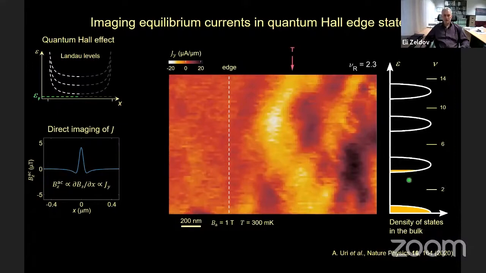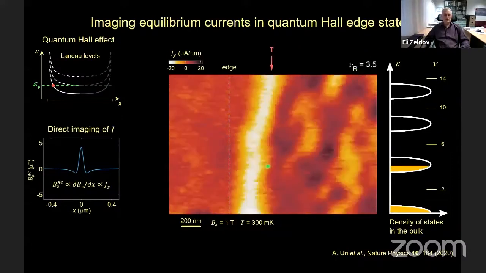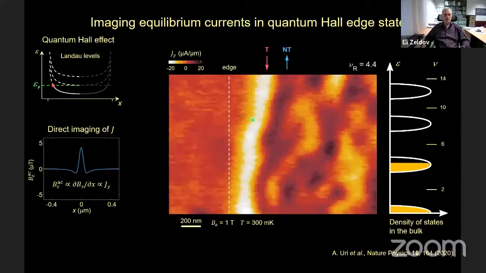When we get to slightly above 2, namely when we have one full Landau level, we indeed observe an edge current flowing downstream. Our Fermi level is here, and we expect to see one edge state, which carries equilibrium, topological currents, and indeed this is what we see. So far, no surprises. Now we increase it to the next Landau level, going to filling factor 6.